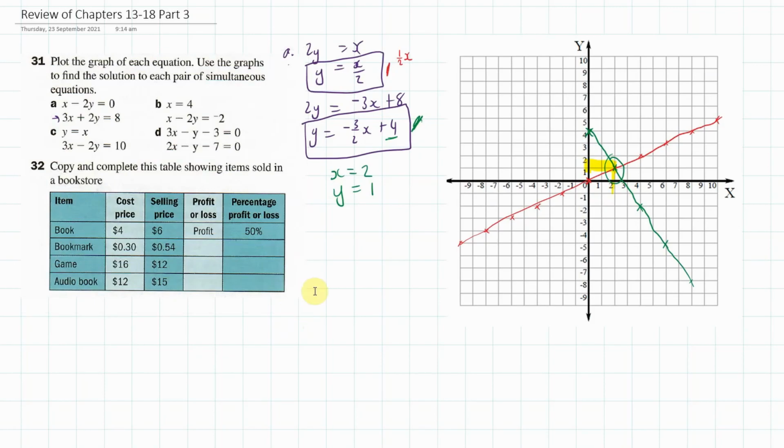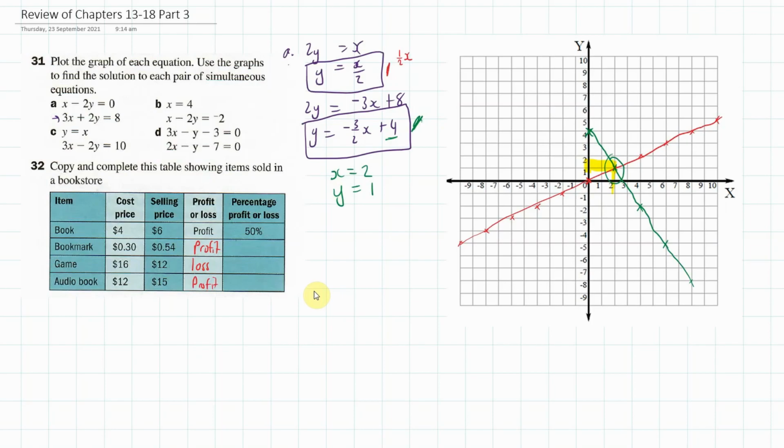Now the second one here, we're looking at profit or loss. So if we sell it for more than we bought it for, we've got a profit. The gain, we lost money on it, so it's a loss. And the audiobook, we made money on it. Oh, whoops. So it is a profit. And then you've just got to work out what it is.